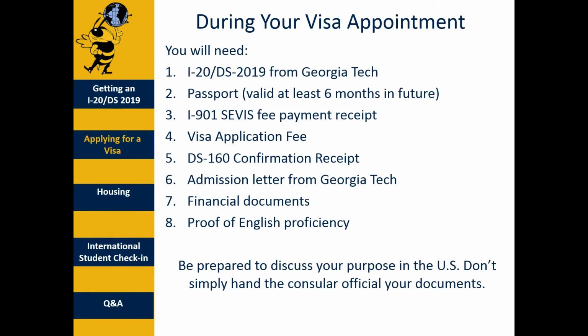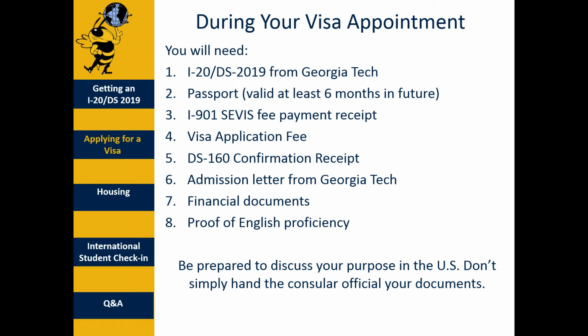It is important to be prepared before you go to your visa appointment. Here are the documents that you should bring with you to your interview: your I-20 or DS 2019 issued by Georgia Tech; your passport, which must be valid for at least 6 months into the future from the day of your visa appointment; payment receipt for the I-901 SEVIS fee; payment of your visa application fee; the DS-160 application confirmation receipt; your admission letter from Georgia Tech; any financial documents to prove that you have the funding necessary for your studies and expenses while you're in Atlanta; and proof of English proficiency.